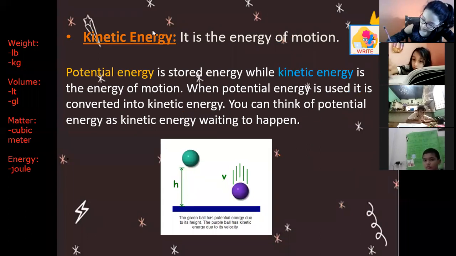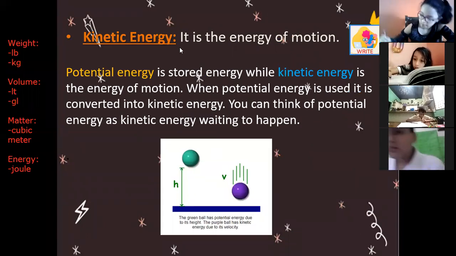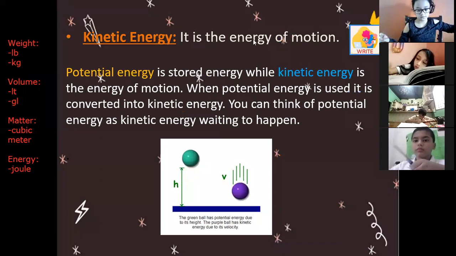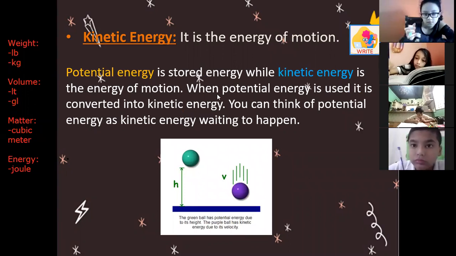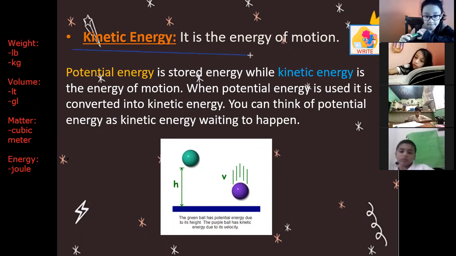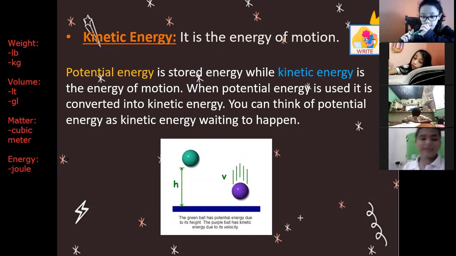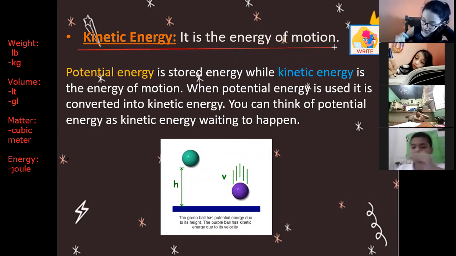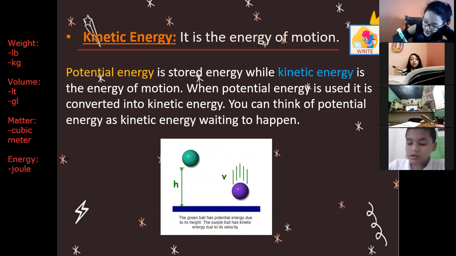Copy, please. Kinetic energy. Kinetic energy is the energy of motion. Remember the video? Copy kinetic energy. Copy everything, potential and kinetic. Let me change this color. Kinetic energy is the energy of motion.